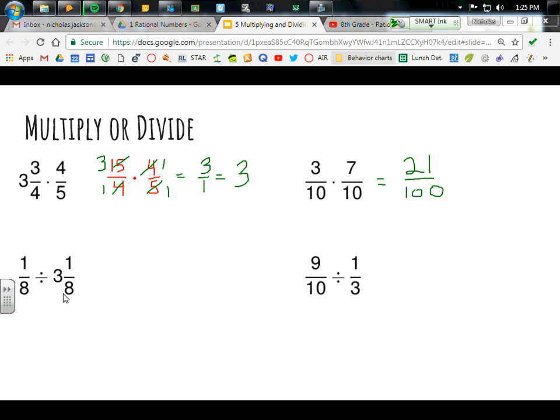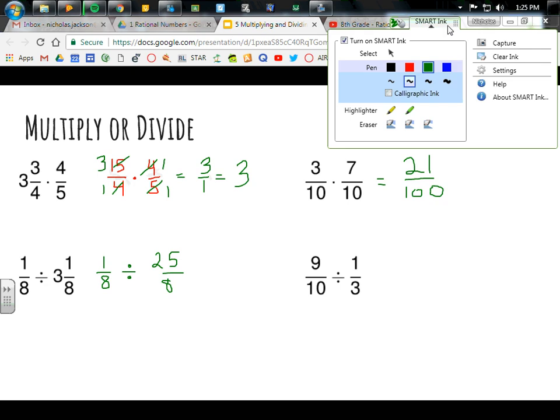All right, 1/8 divided by 3 1/8. The first thing we need to do is change 3 1/8 to an improper fraction. Let's keep 1/8 how it is. Let's keep division for right now, and let's change 3 1/8. So 8 times 3 would give us 24, plus 1 would give us 25. So we have 1/8 divided by 25/8.